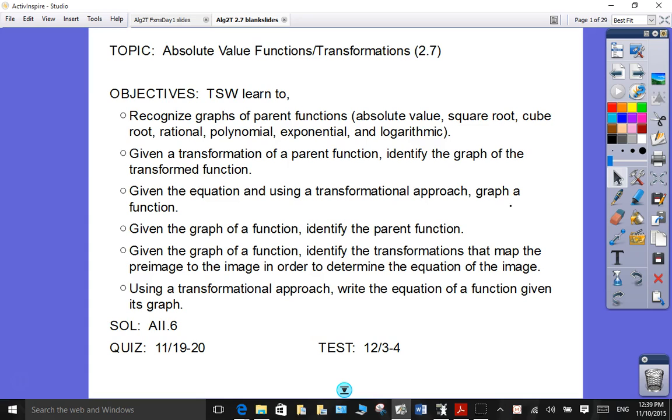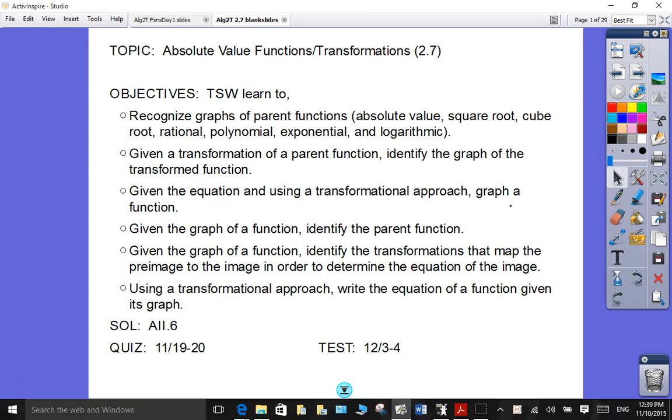But in the end, we're supposed to know how to do the same thing with other kinds of functions: square roots, cubed roots, rational, polynomial, exponential, logarithmic. In every case, it's pretty much the same thing.